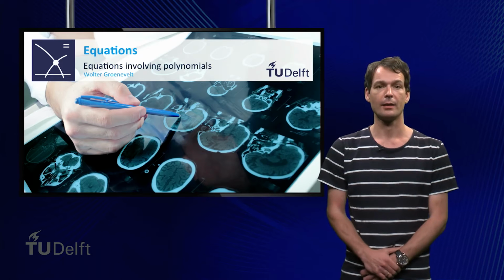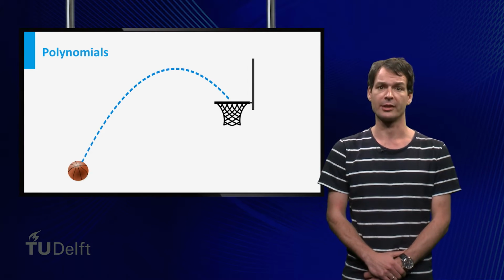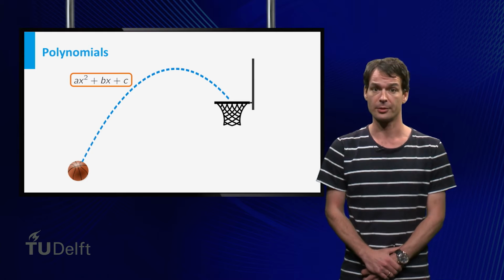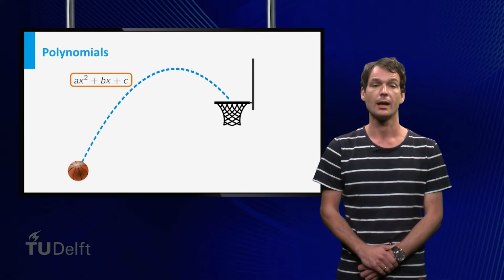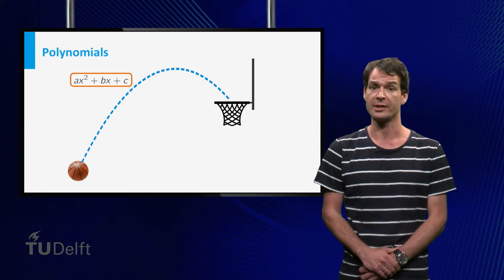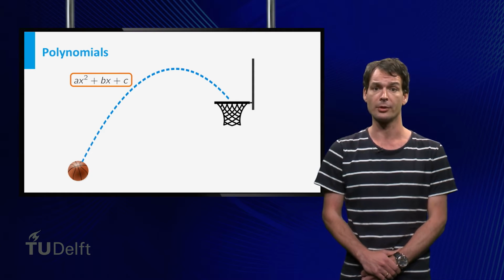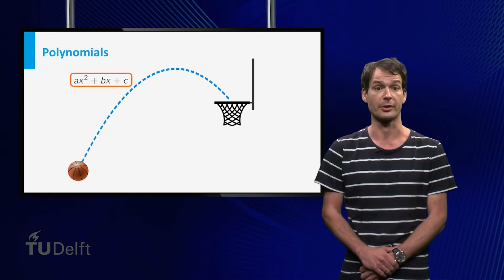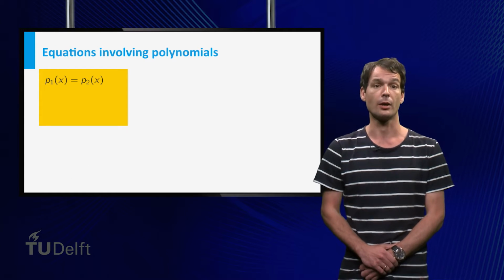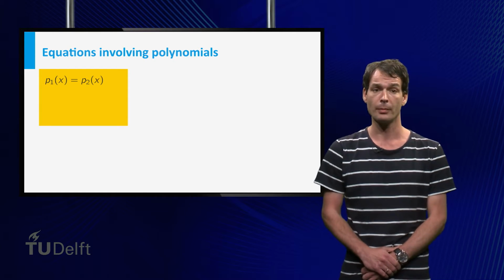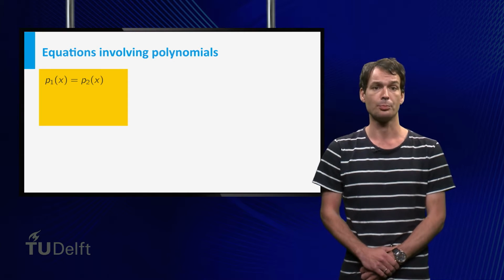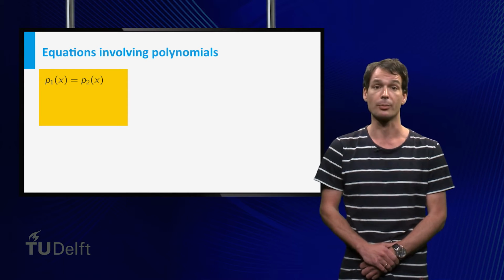Hi! If you throw a basketball, its trajectory is a parabola, that is, the graph of a second-degree polynomial. A lot of models in, for example, engineering or physics rely on polynomials, so equations involving polynomials also occur often. In this video, we look at equations of the form p1 of x is equal to p2 of x, where p1 and p2 are polynomials.